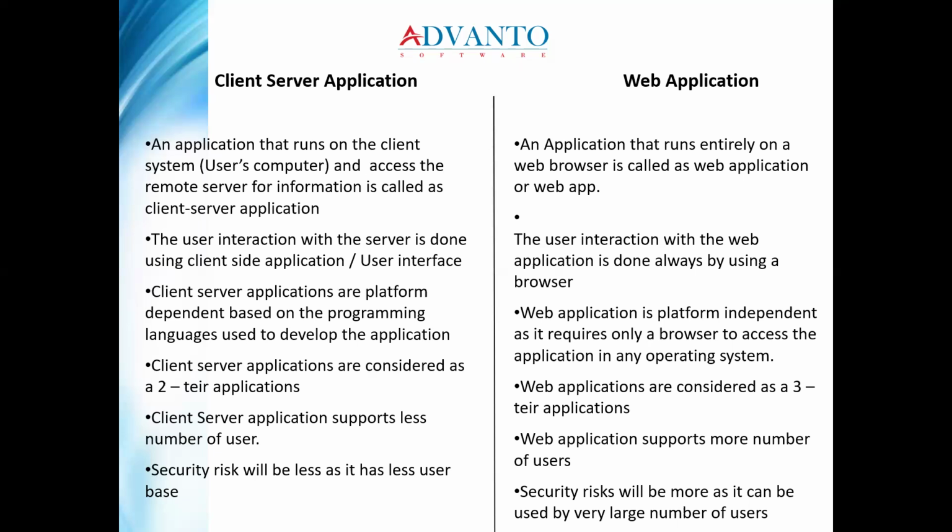Client-server applications are considered a two-tier application. Web applications are considered a three-tier application. Client-server application supports a smaller number of users. A web application supports a larger number of users. Security risk will be less for client-server as it has a smaller user base. Security risk will be more for web applications as they can be used by a very large number of users.